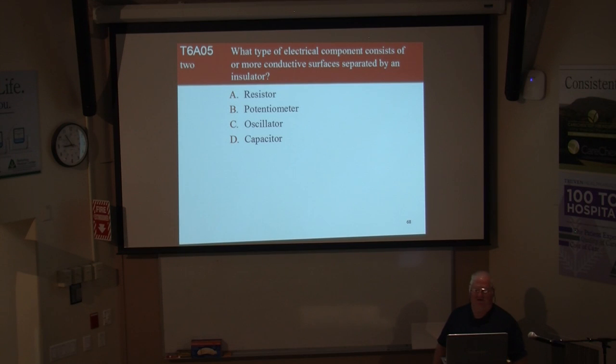What type of electrical component consists of two or more conductive surfaces separated by an insulator? Anybody? Capacitor. All right. Now, it's funny because if you look at the answers to this question, C you can eliminate immediately because I don't remember saying anything about oscillators. So, capacitor.